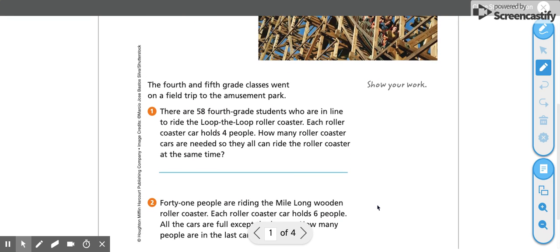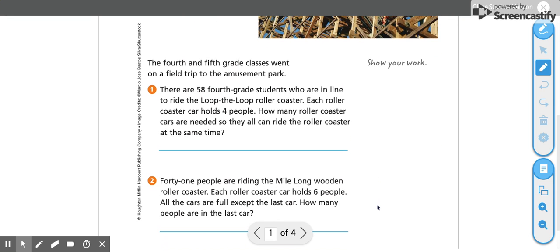It says the 4th and 5th grade classes went on a field trip to the amusement park. All right, question 1. There are 58 4th grade students who are in the line to ride the Loop the Loo roller coaster. Each roller coaster car can hold 4 people. How many roller coaster cars are needed so they all can ride the roller coaster at the same time? So I know there are 58 4th graders. 4 people can go in the car, and we need to figure out how they can all ride at the same time. So I know that I first want to do some division with the 4 and the 58.